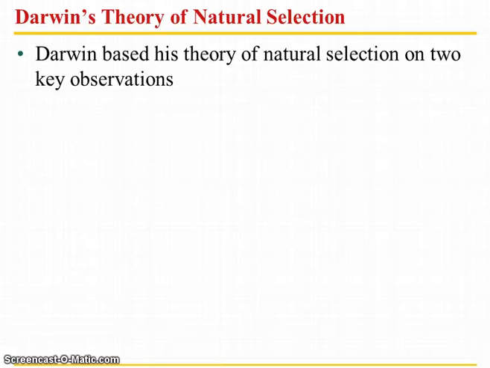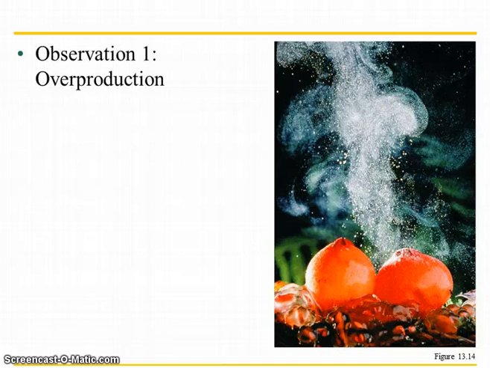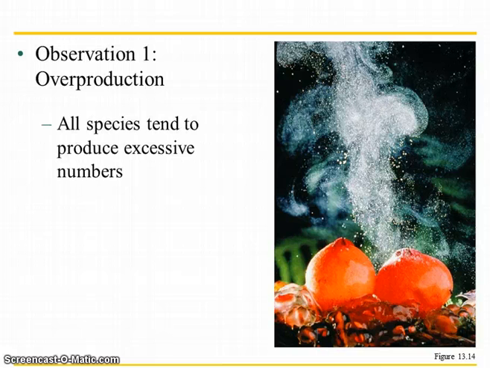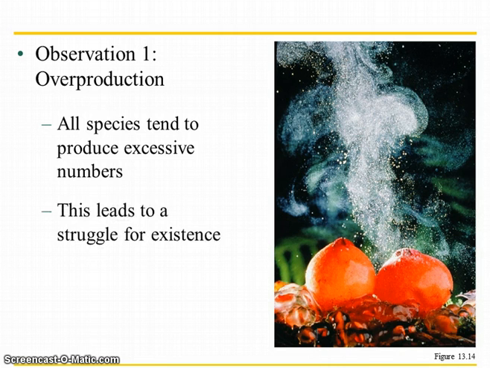So let's look more at the theory of natural selection. The two observations he made. One, overproduction. You're going to send out more individual offspring than the habitat, the environment, can support. This leads to a struggle. Some individuals are going to be better at surviving, not getting eaten, thriving in these environments.